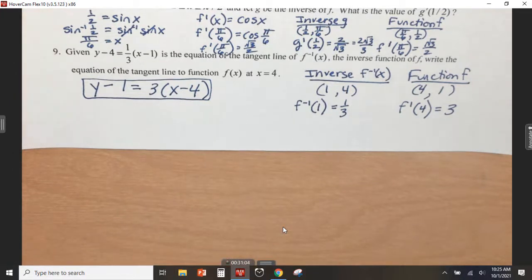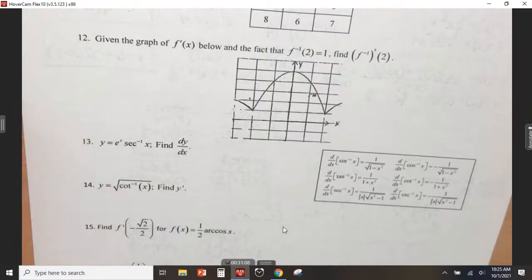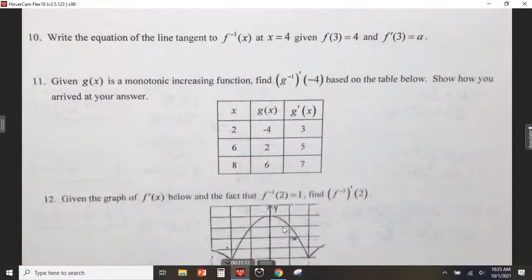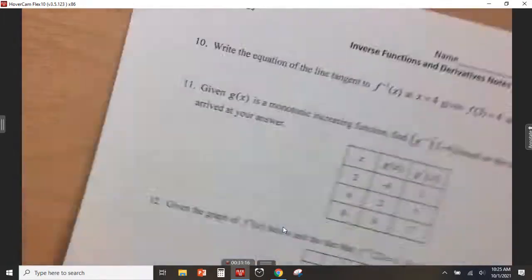Do y'all have any questions? All right, let's flip over to the back. It was y negative 1 equals 3. Yeah, I got it. You got it? Yeah, I got it. Okay.